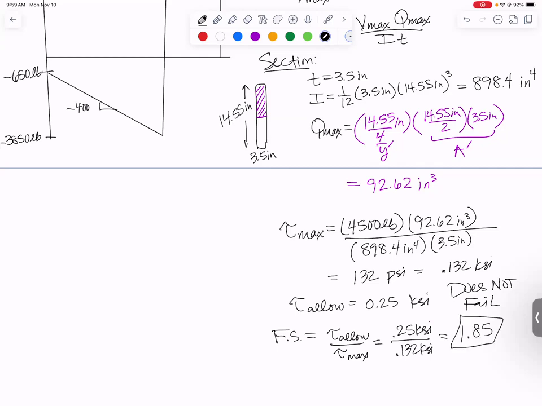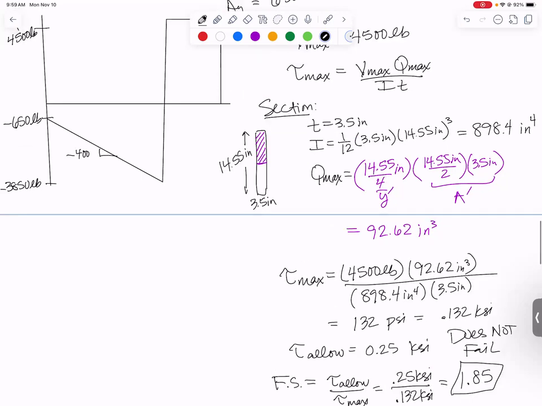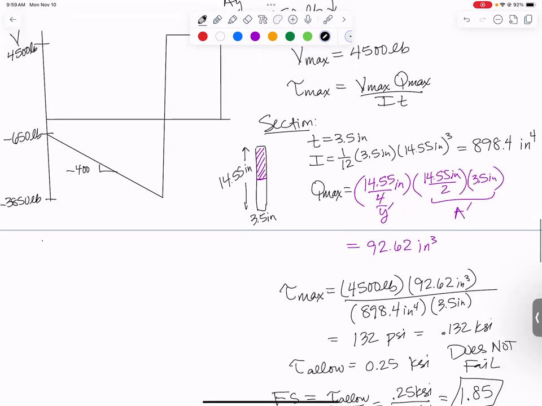Bigger than 1, meaning it doesn't fail. Okay, and I promised you guys we would draw that bending moment, so I left myself some space here. Let's draw that bending moment diagram because we should practice it every chance we get. Bending moment diagram right here. What's it going to look like?